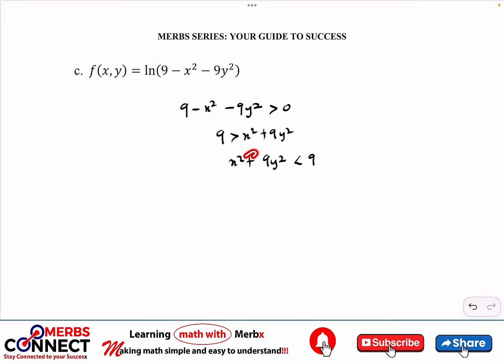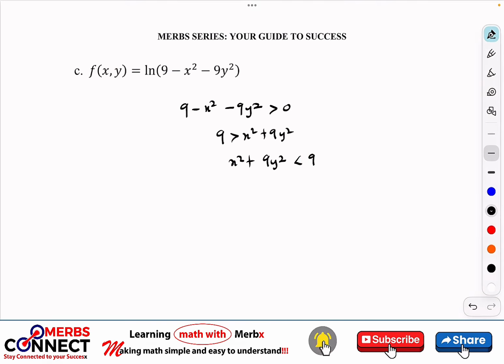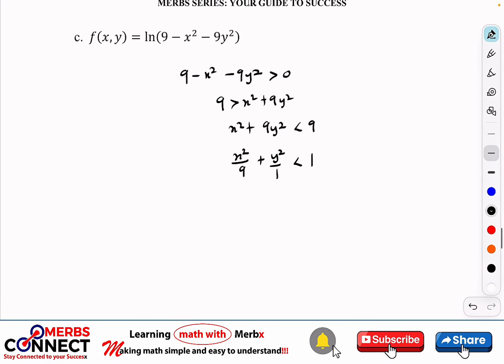Okay, since this is positive, this is going to be an ellipse. But an ellipse makes sure that this is equal to 1. So let's divide through by 9. We are going to have x squared divided by 9 plus 9y squared divided by 9 is y squared over 1, less than or equal to 1. We want to write this one as x over a all squared plus y over b all squared is equal to 1, or less than 1 because of the way it is here.